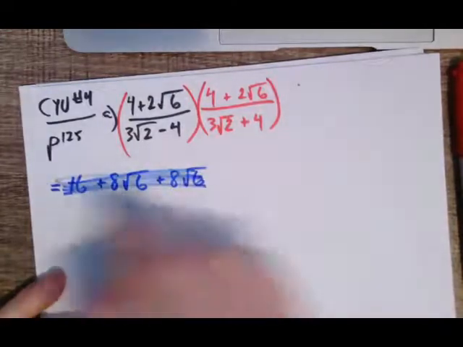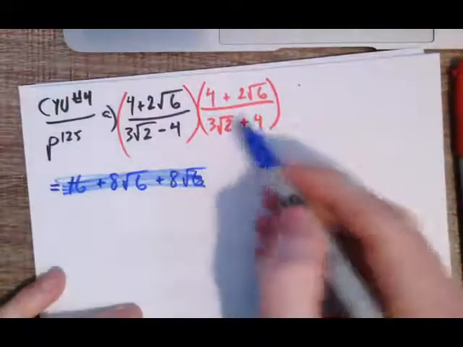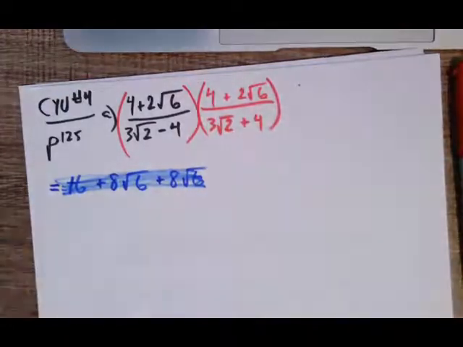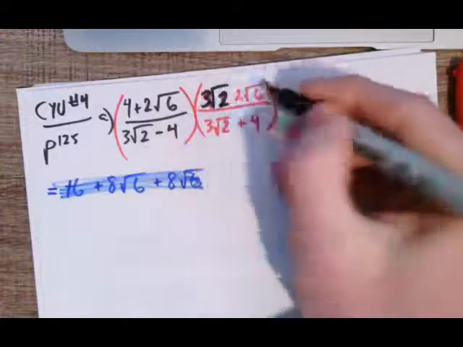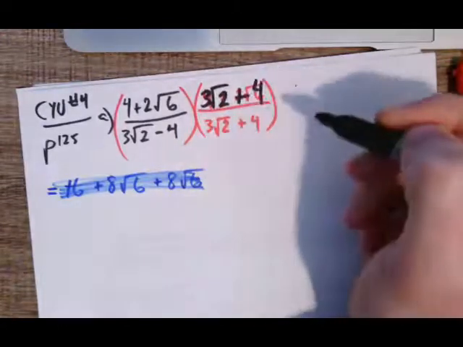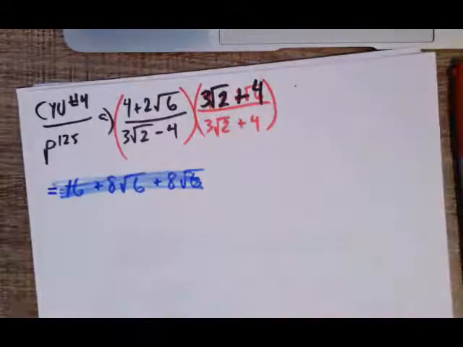Stop, stop, stop. It needs to be the same on the top and the bottom. I have no idea, I guess I was talking too much. 3 root 2 plus 4. It should be the same on the top as the bottom.